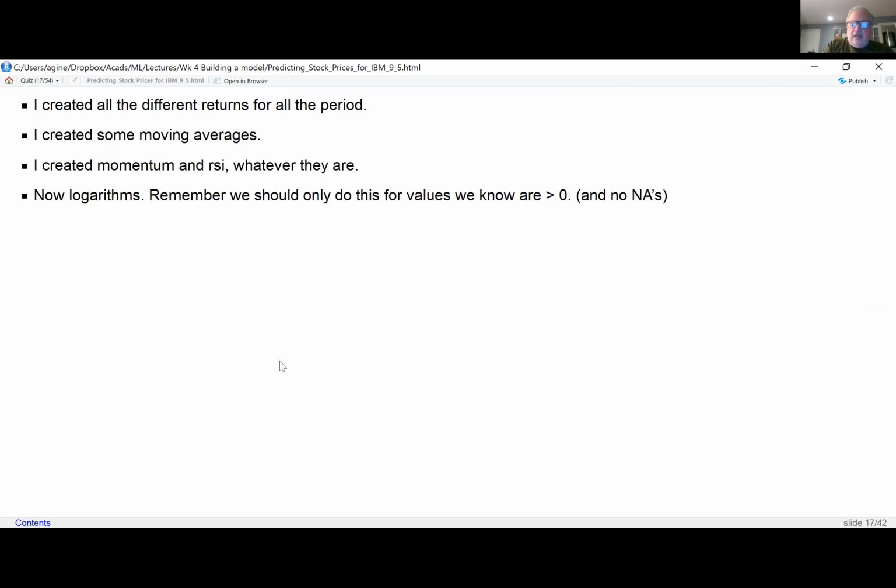Logarithms. So Professor, what does momentum do? Is it like an increasing or decreasing sequence? Whether it's a momentum measure, exactly.